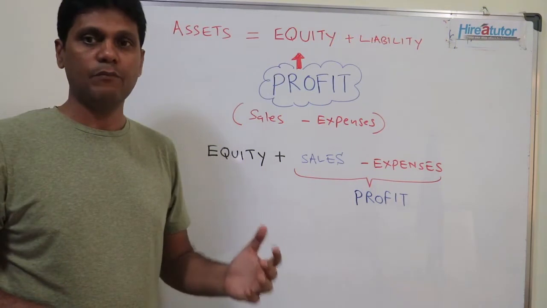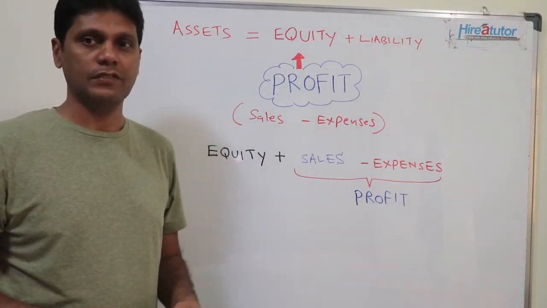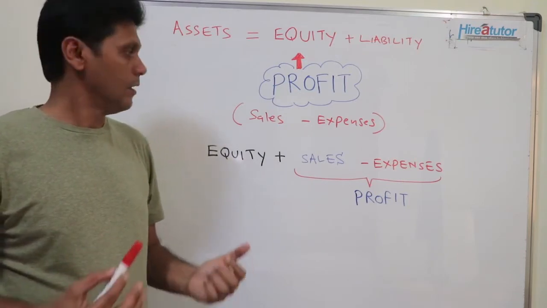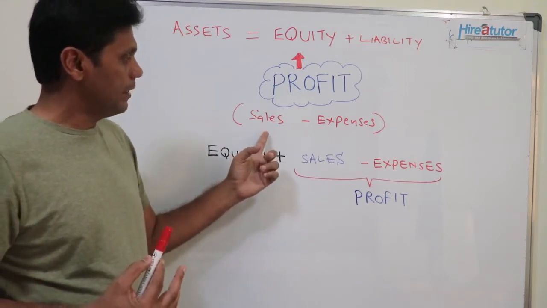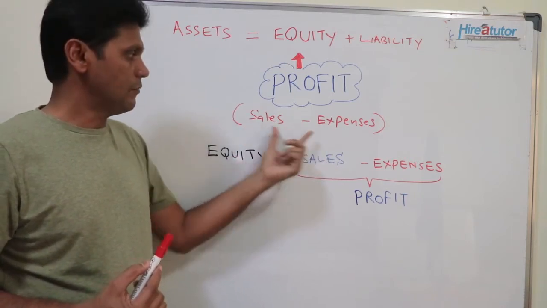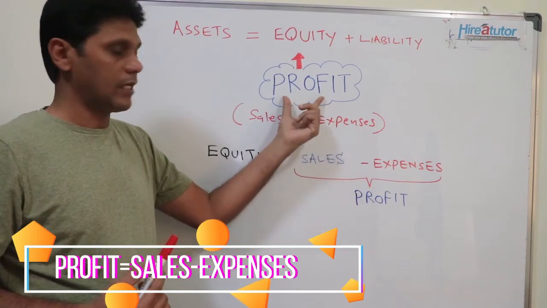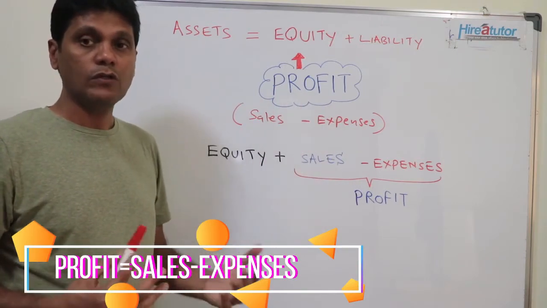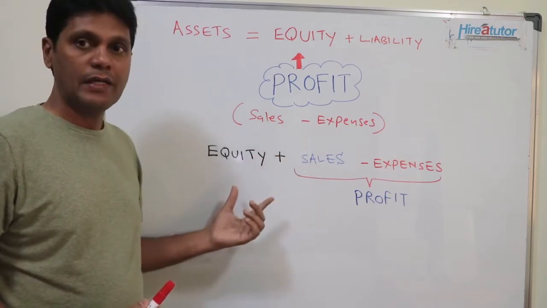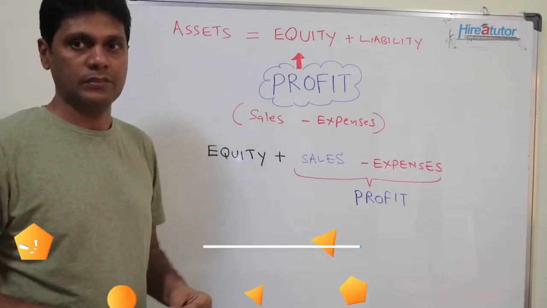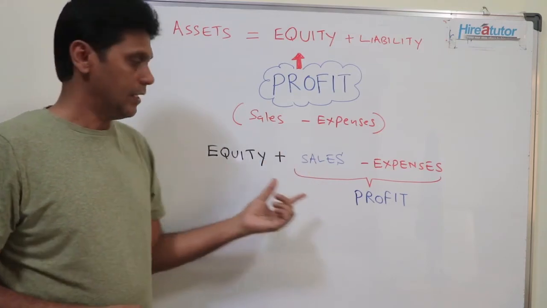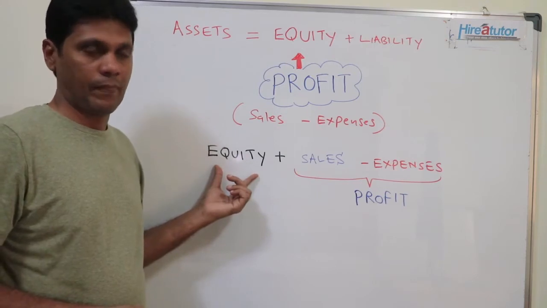Discuss a very important aspect of the accounting equation, which is the profit. What do you mean by profit? Profit means simply sales minus expenses. From the sales, if you deduct expenses, you will arrive at profit. Who owns this profit? Normally the profits are owned by the business owners. So therefore the profit will have to be adjusted against the equity.